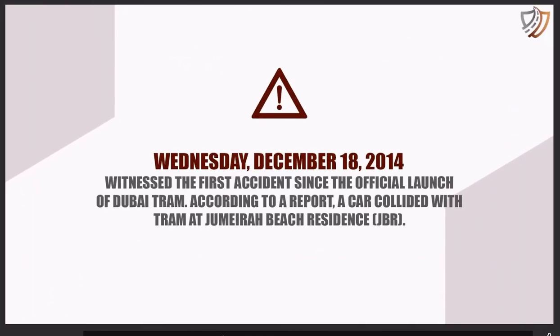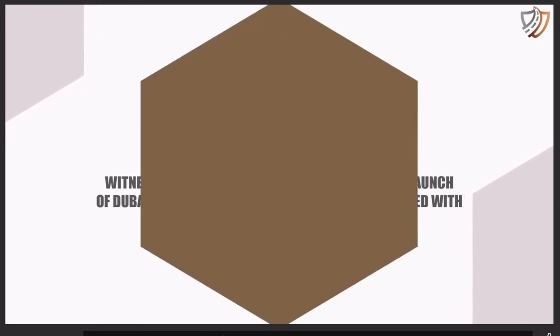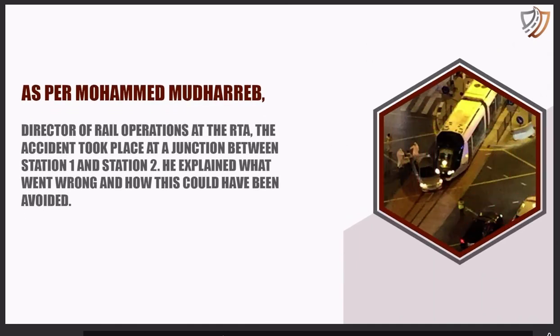Wednesday, December 18, 2014, witnessed the first accident since the official launch of Dubai Tram. According to a report, a car collided with a tram at Jumeirah Beach Residence, JBR. As per Mohammed Mudhareb, Director of Rail Operations at the RTA, the accident took place at a junction between Station 1 and Station 2. He explained what went wrong and how this could have been avoided.